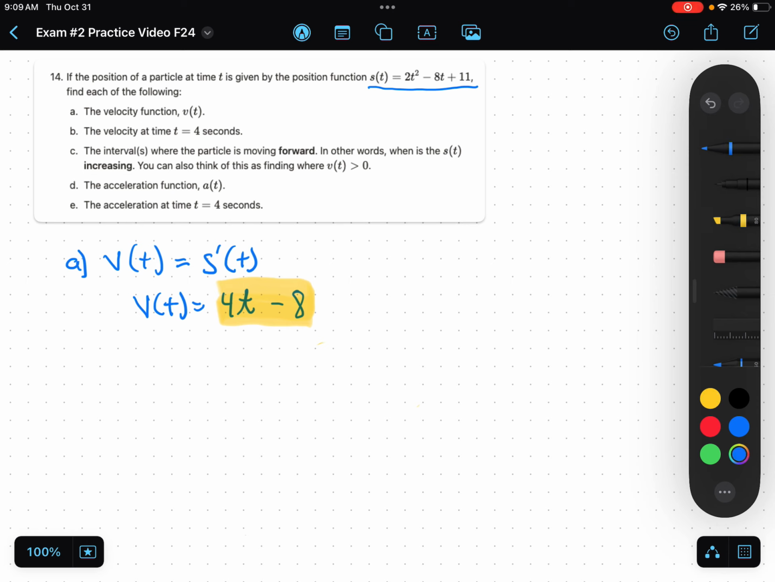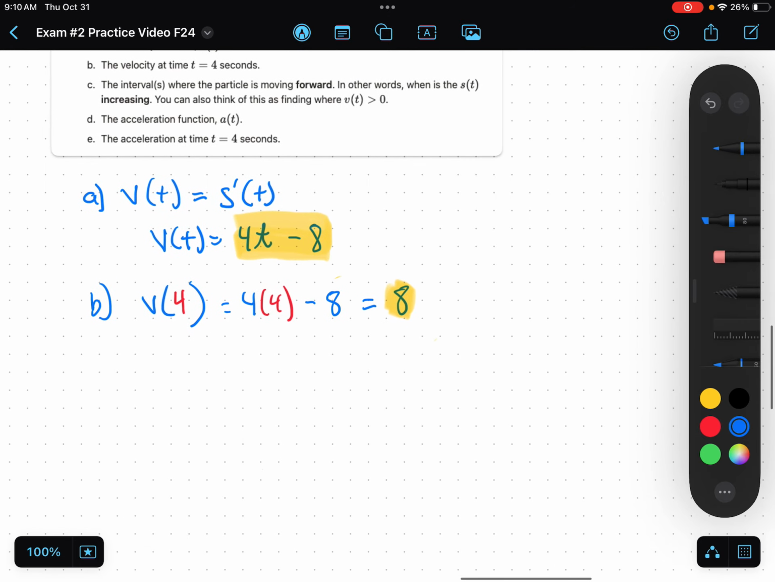For letter B, it says, what is the value of the velocity at time t equals 4? So all we're going to do is plug 4 into our velocity function that we just found. Piece of cake. So I'm going to do 4 times 4. I put the 4 where the t is. Minus 8, 16 minus 8 is 8. So my velocity is 8 there. And the question didn't give us any units. Typically this is meters per second, or feet per second. But I'm not going to label this because the question doesn't have labels. So 8 is our velocity. So that's the first derivative.